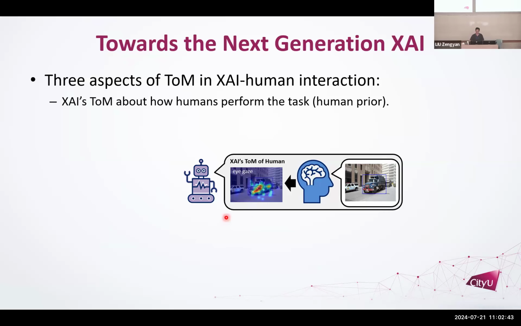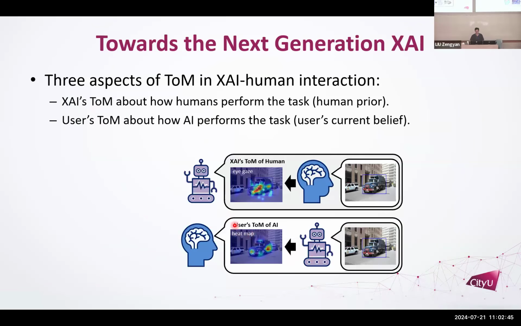We have the opposite, which is the user's theory of mind of how the AI performs a task. So this is the current understanding of the user. This is the AI, which does the detection task, and the user thinks that it does it in this way using a saliency map. But this thing is unobserved, right? It's within the human's brain, and the computer can't access that directly.